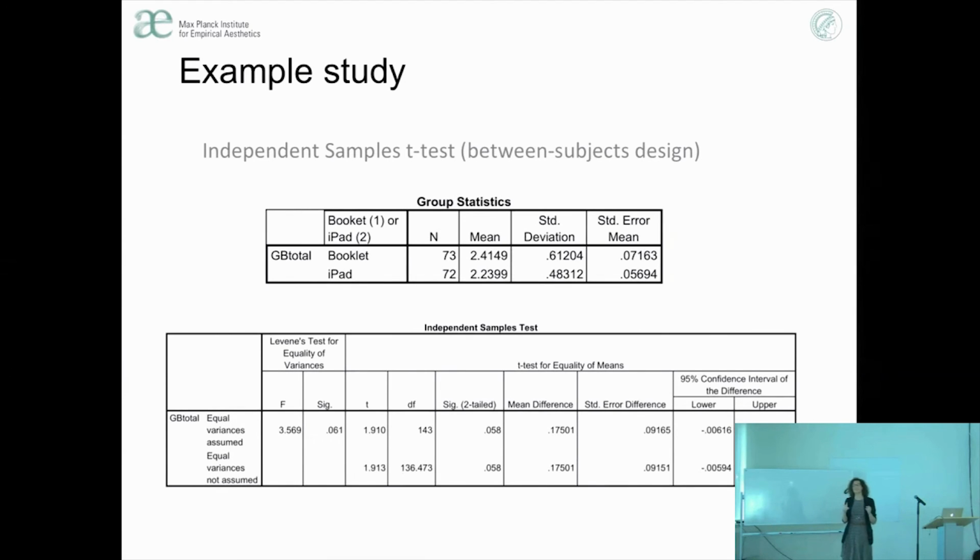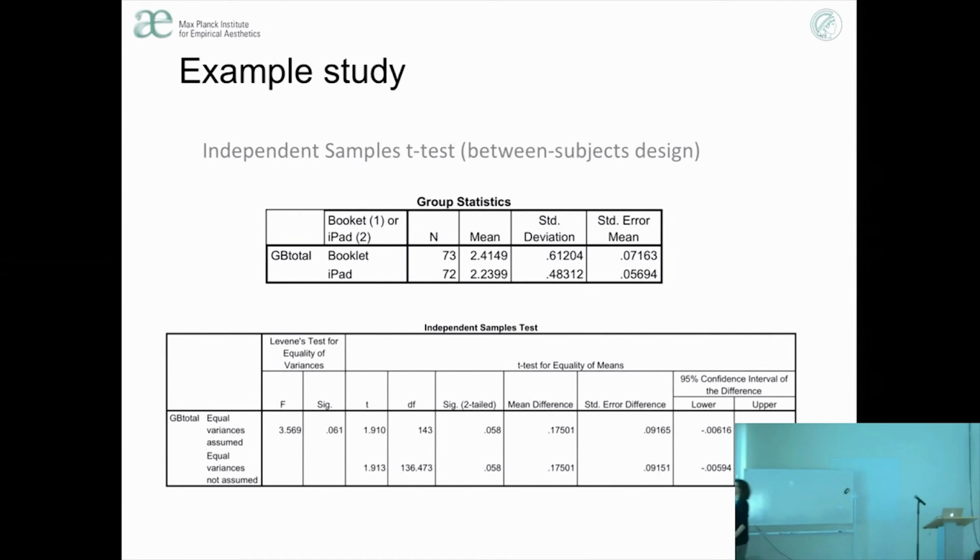Louder. Yes, 73 and 72. So 73 in the booklet condition, 72 in the iPad condition. We can find that under the N. Then, which group scored higher according to the descriptive statistics table.